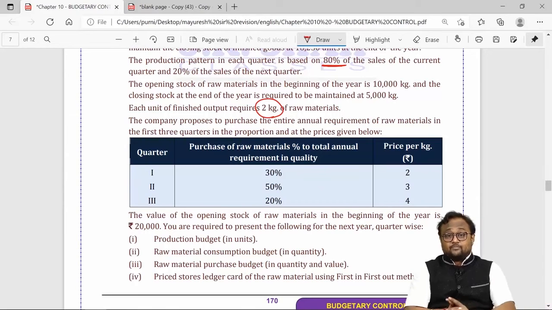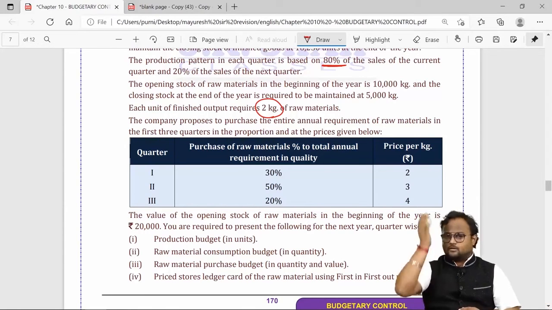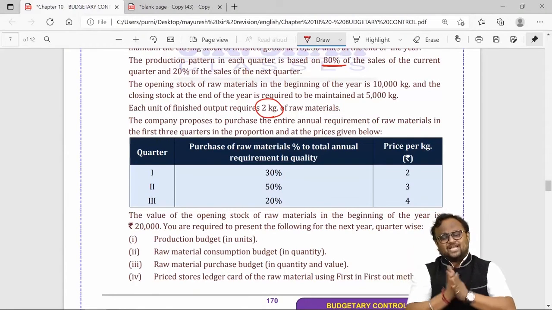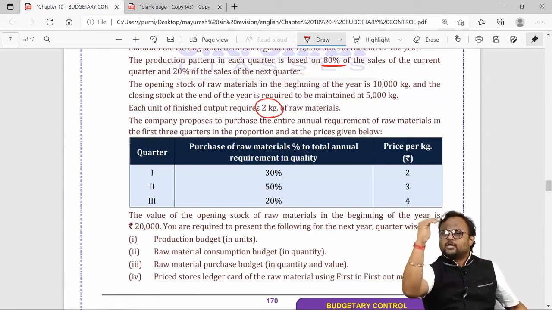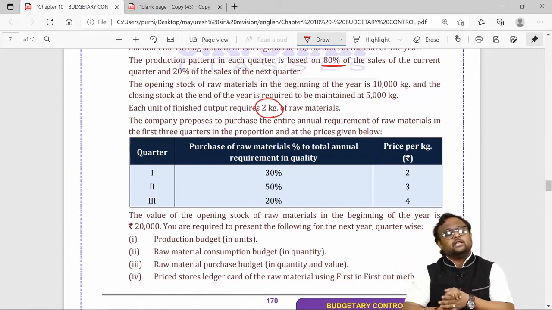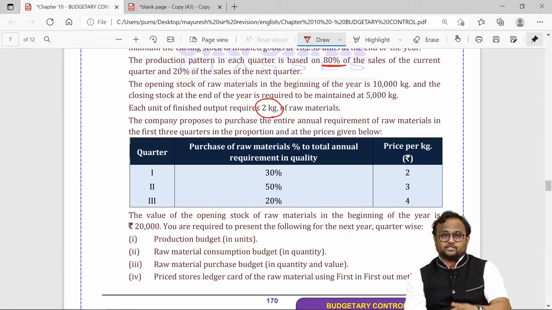Again, I'm sticking to the same thing: quantity to be sold. Even in this question, it was given. I'm telling you, follow that chart: sales, production, consumption, purchase. Sales, production, hours, labor. Any question can be solved. 99%, I told you. 1%, of course, we'll be discussing now.